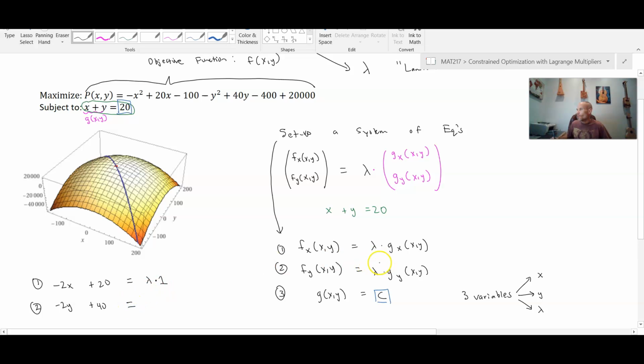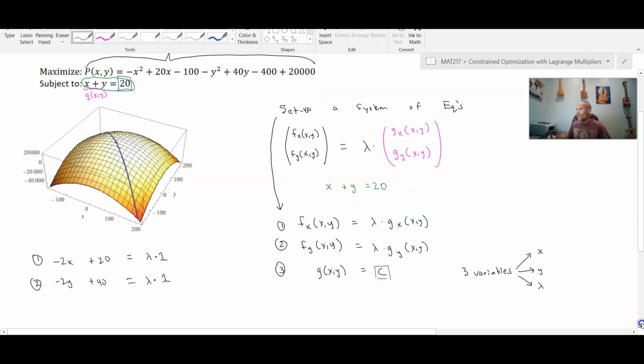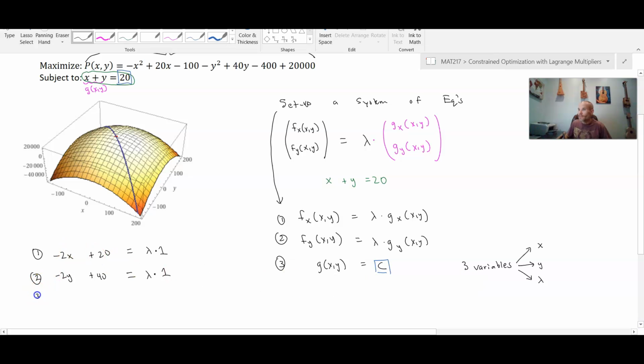We're going to set that equal to this variable called lambda times the derivative of g with respect to y. So the derivative of x plus y, well, the derivative of x is 0 with respect to y, and the derivative of y is 1. So that also comes out to be 1. And then our constraint function is going to be x plus y equals 20.